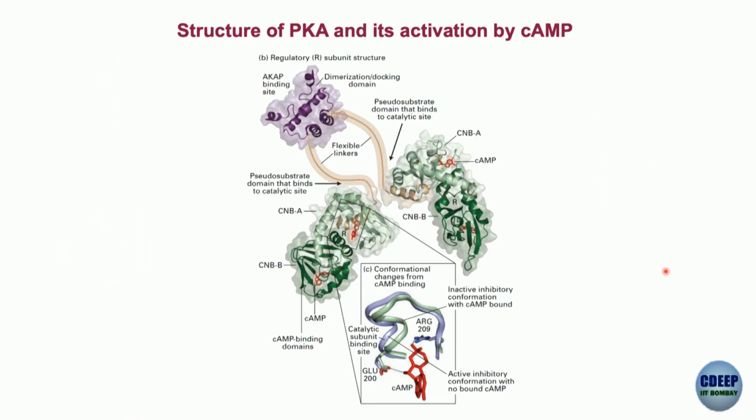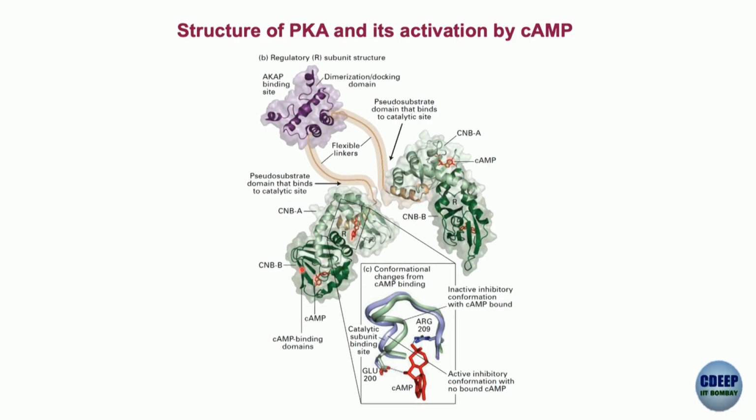Now everybody can see this? Good. So if you look at this, this is where your regulatory subunit is. This is the dimerization domain where two regulatory subunits are dimerizing, and these regulatory subunits have these cyclic AMP binding regions, CNBA, CNBB. You can see there is this tiny red molecule sitting inside, that is your cyclic AMP, right? These are the cyclic AMP binding domains.